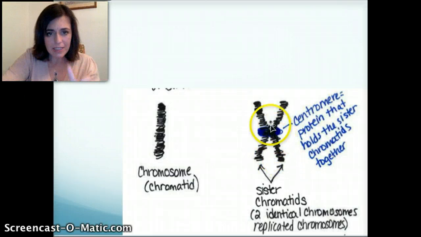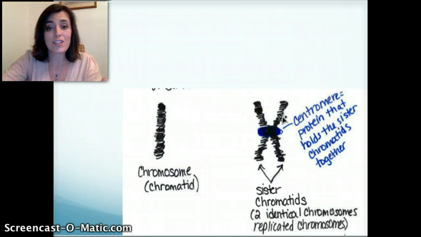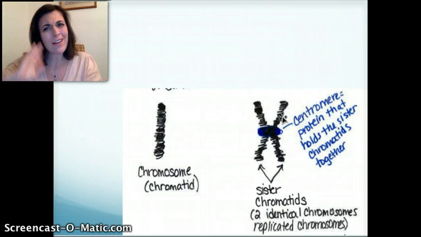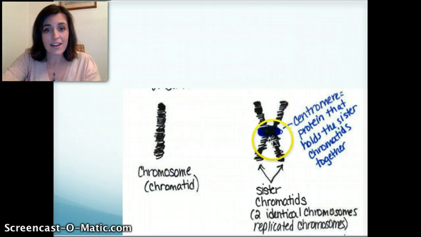So a centromere here, and these two duplicated chromosomes are what we call sister chromatids. I don't know why we don't call them brother chromatids. I mean, that's kind of weird, but I don't know. Anyway, we have sister chromatids. These two held together by a centromere.